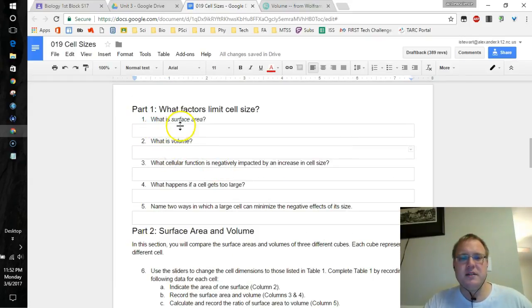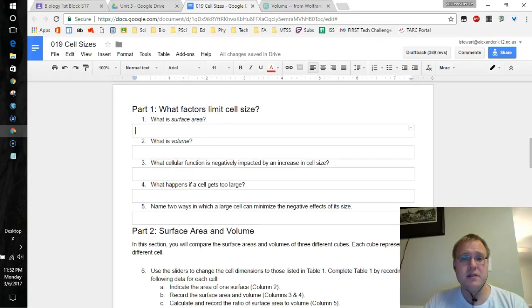Now notice that these cells already have the text in red for you. That is the way I would like you to answer them. I've also created boxes so that they're all in the same place. So that's what you're going to be doing there.